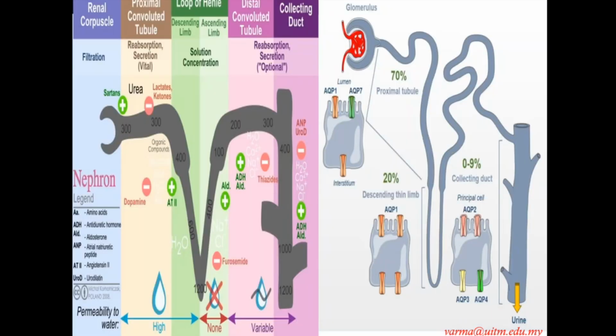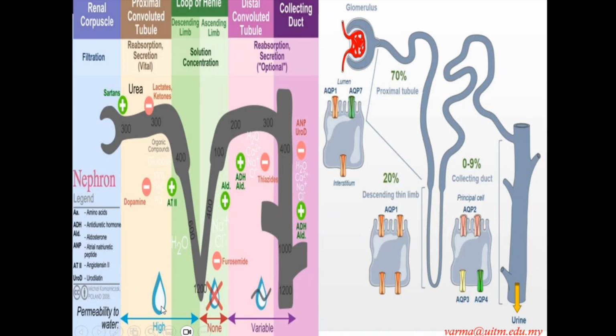So next we go to water transport. Water transport is important to explain how the urine gets concentrated. You produce a concentrated urine. So you look at the nephron and the permeability of water. These pictures are just to show the permeability of water.